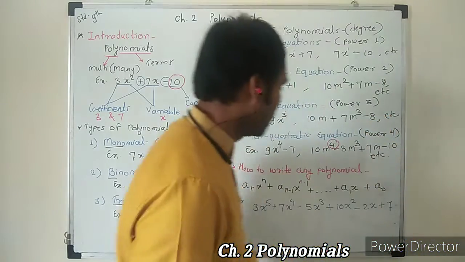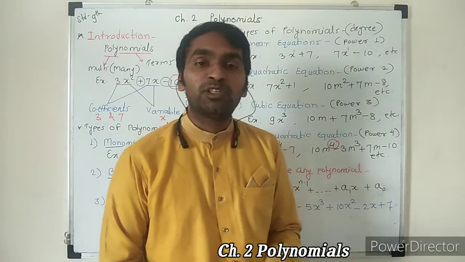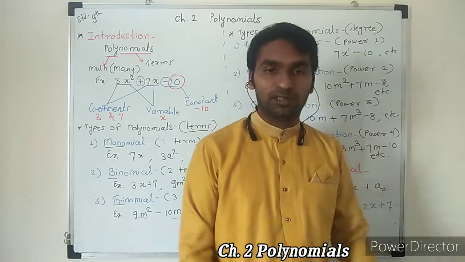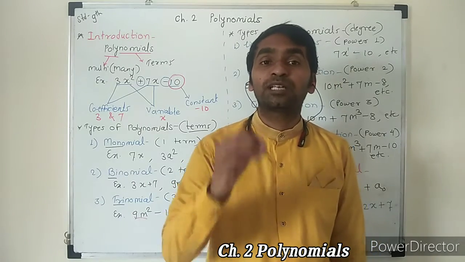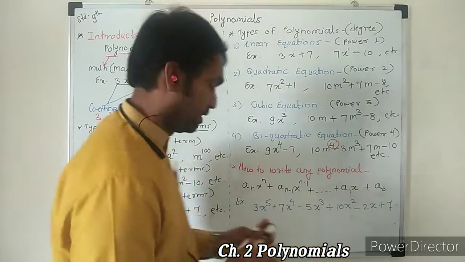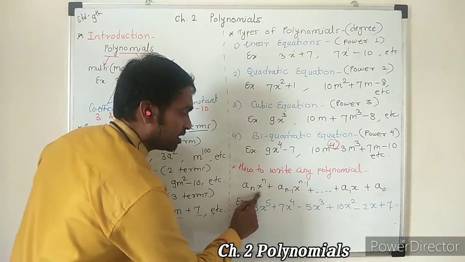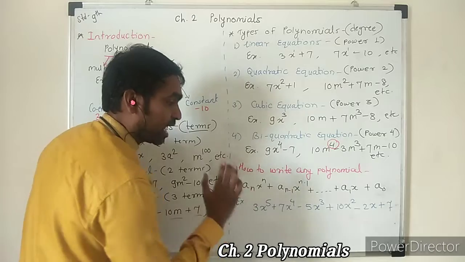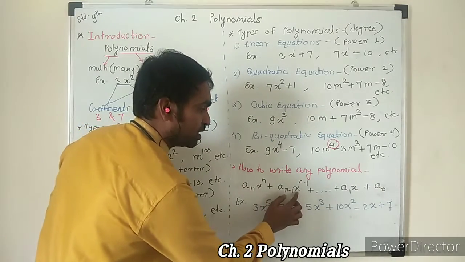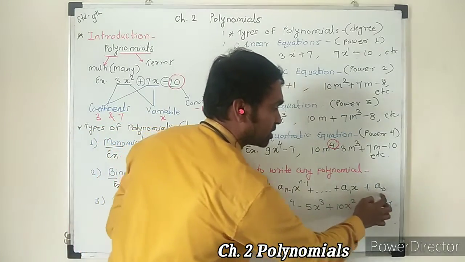Now, how to write any polynomial? Given any polynomial, you have to write it only in descending order. Means first of all you have to write the highest degree, then the smaller ones. See here one formula: an x raised to n, that is the highest power, plus an minus 1 x raised to n minus 1 plus dash dash dash a1 x plus a0.